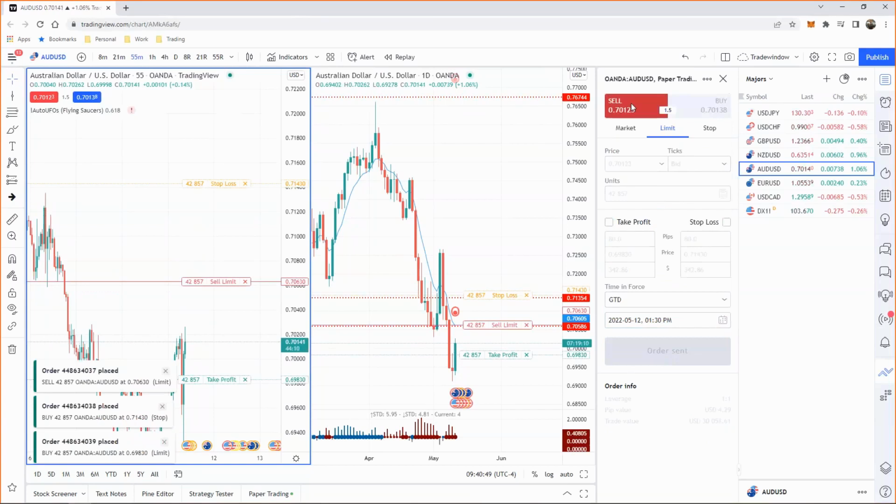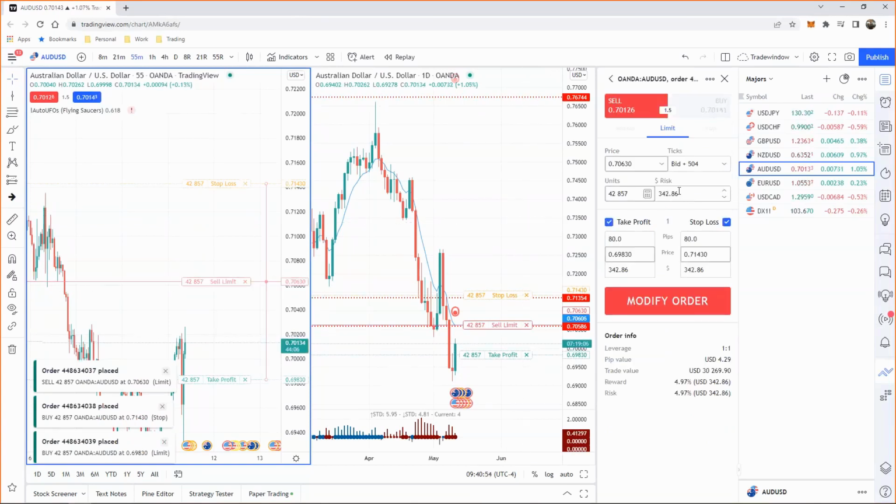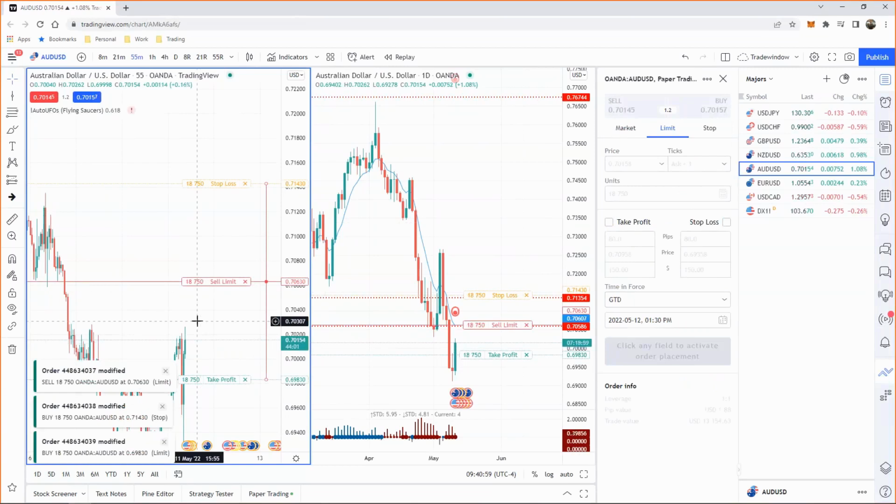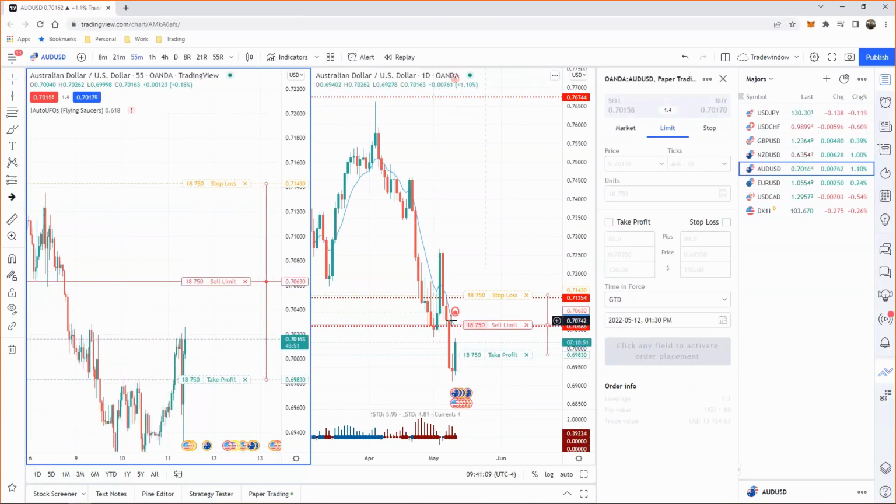Now we're going to do the same exact thing. One thing I need to modify: for Forex, we're going to risk 150, not 300 per trade. That's just my rule. You're welcome to follow it. You're welcome to follow your own. This is entirely up to you.